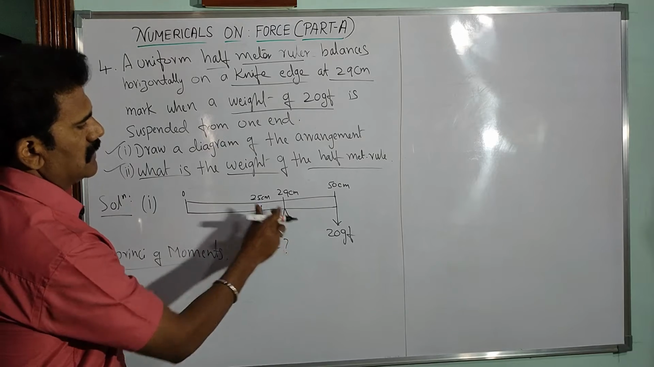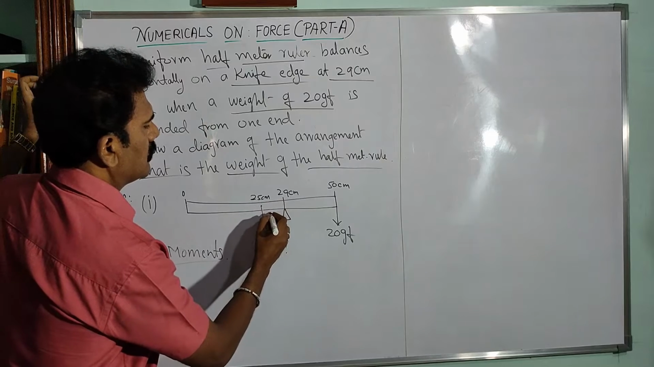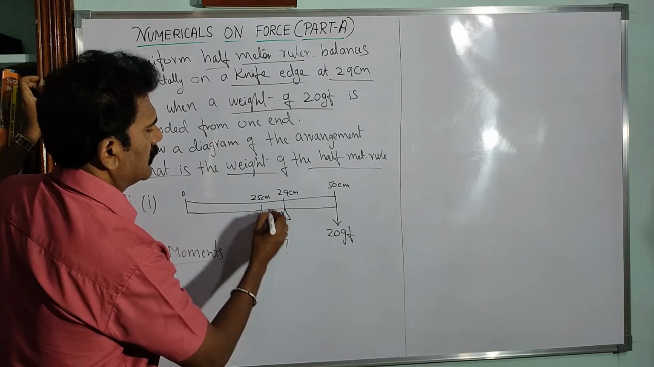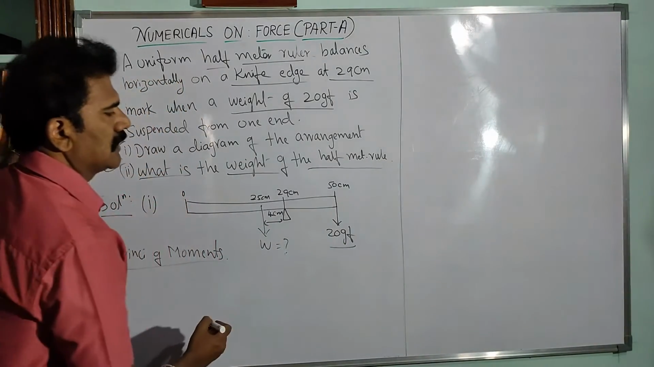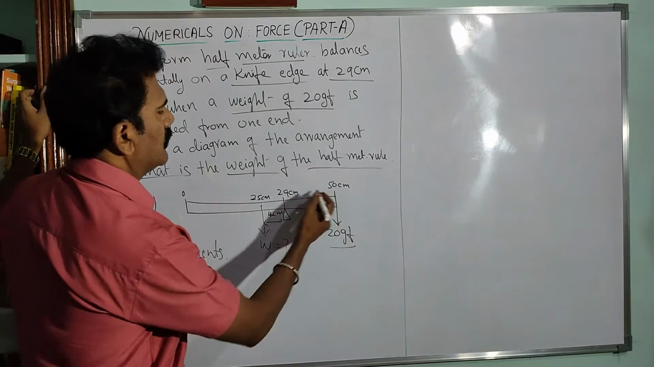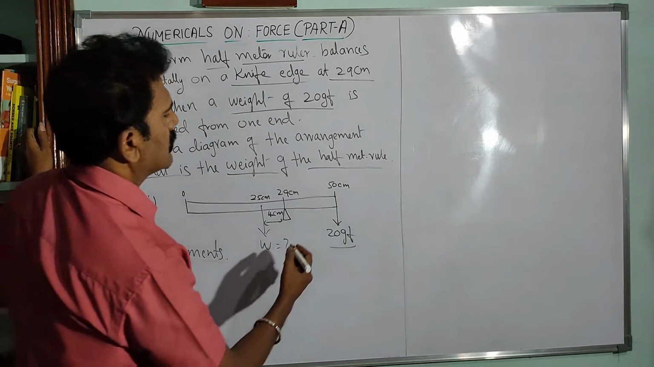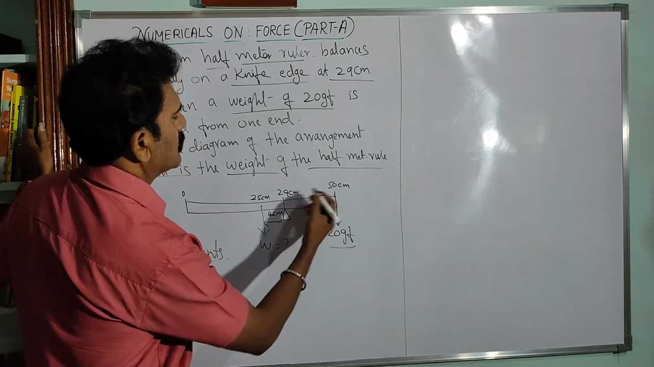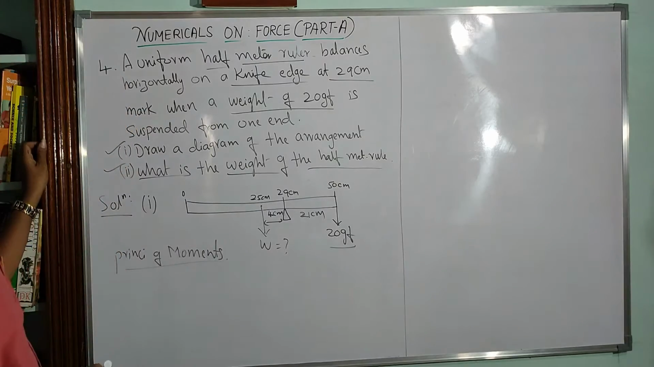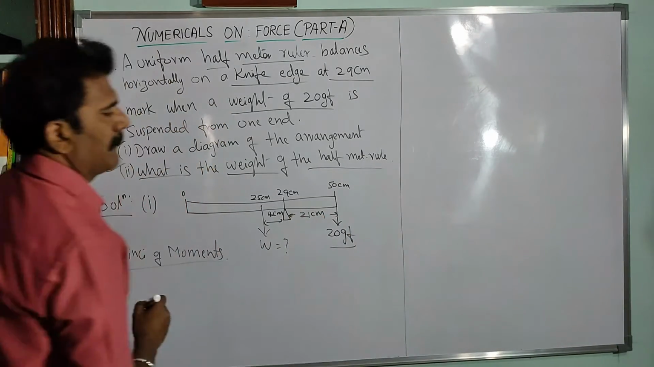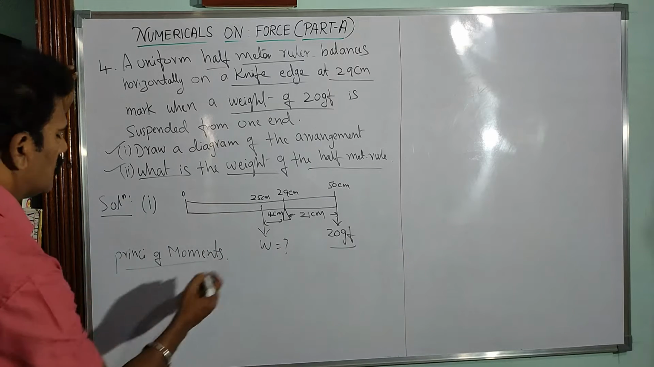So first you look at the distances here. For the weight W, what is the distance between 25 and 29? It is only 4 centimeter, right? Similarly, 20 gram force is at what distance from the fulcrum? 50 minus 29 is equal to 21. So only 21 centimeter. Correct? So this side it is 21 centimeter. Clear? Now according to the principle of moments, you write the moment due to W first.